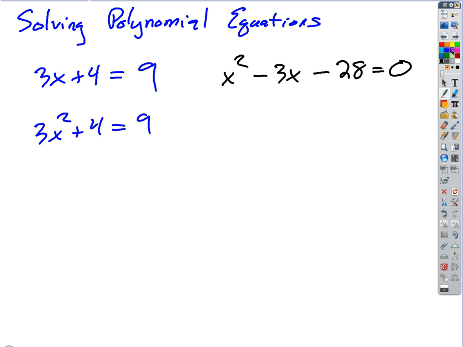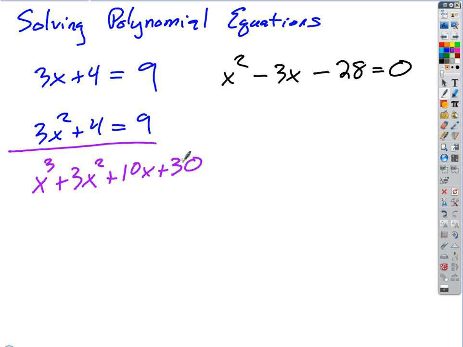Unfortunately, there's always an unfortunately, right? Moving on to higher level polynomials, that's not always the case. For example, if we want to solve something like this, there is no such convenient cubic formula available. There actually is a cubic formula, but it's really hard to use. It's not something that's really practically used. But we have to do something different. We have to find a different strategy.